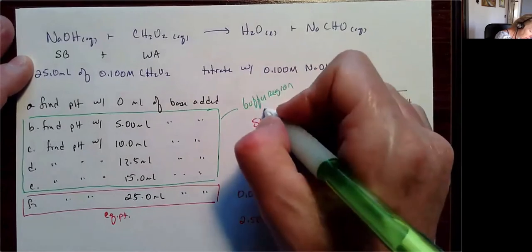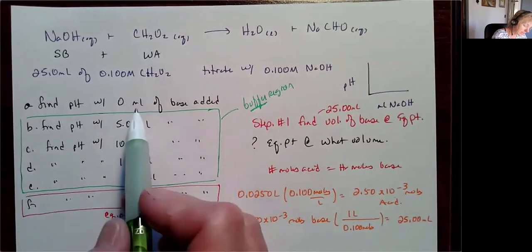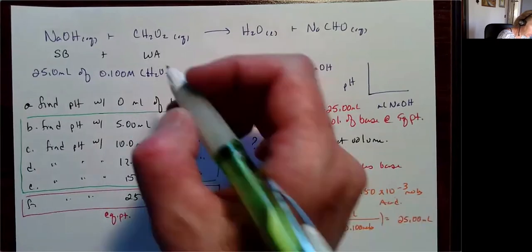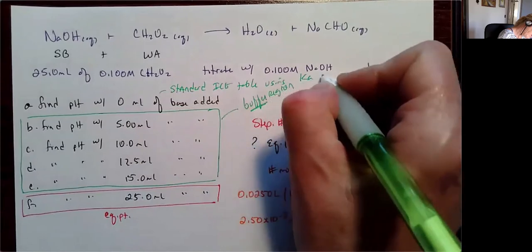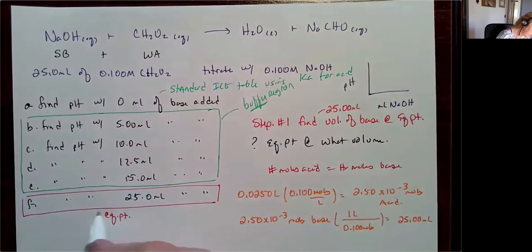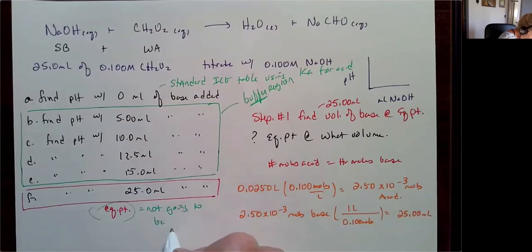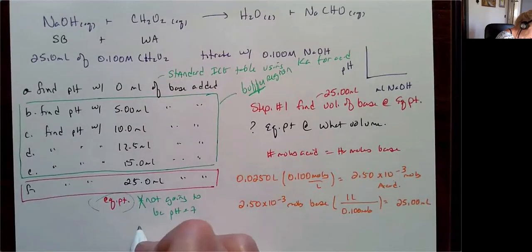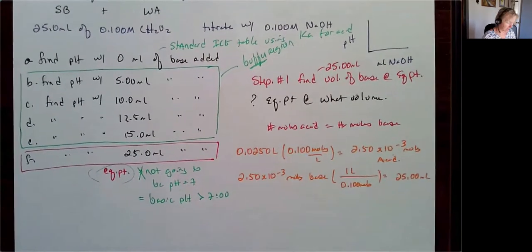To find the pH using my pH scenario for a buffer, I have 0 base added, so this is just a standard ICE table using my Ka for my acid. And then here we'll talk about our calculation. This is not going to be a pH equal to 7. It's going to be a basic pH, so it's going to be past 7. I don't know what that is yet. We'll come back to that for calculations.